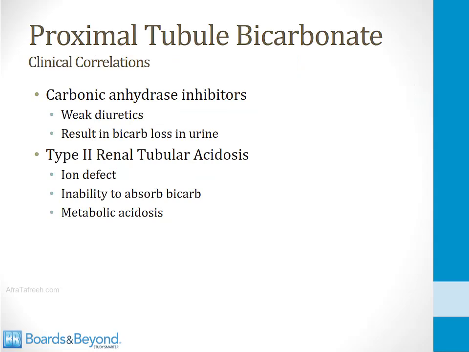In addition to bicarbonate being important for acid-base balance, there are a number of other clinical correlations of bicarbonate reabsorption that I talk about in other videos. In the diuretic video, I talk about carbonic anhydrase inhibitors. These are weak diuretics because they block sodium reabsorption. They also lead to bicarbonate loss in the urine. And in the renal tubular acidosis video, I talk about a type 2 RTA, which is an ion defect where patients have the inability to absorb bicarb in the proximal tubule, and this leads to a metabolic acidosis.